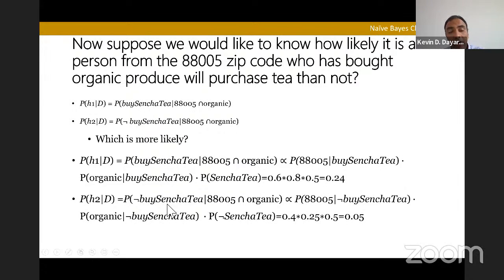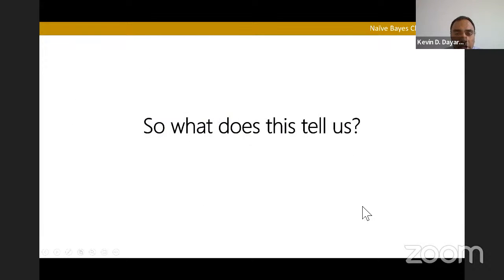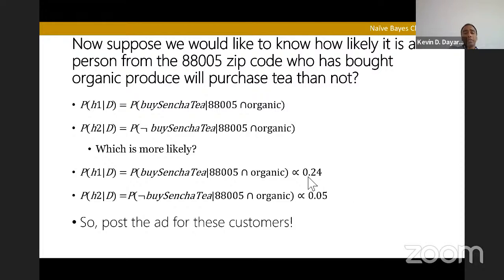Now, this posterior probability of not purchasing Centra T is proportional to the following, and it comes out to be 0.05. So what does this tell us? Well, you can compare the two, and it is more likely that somebody from this zip code who has purchased organic produce will buy the Centra T than not. So let's post the ad for the customers.